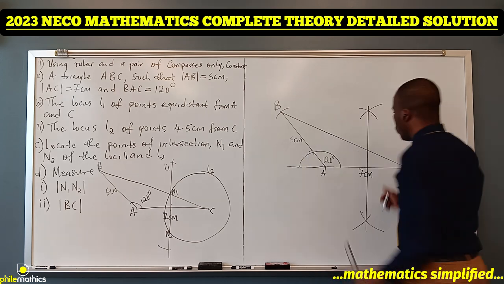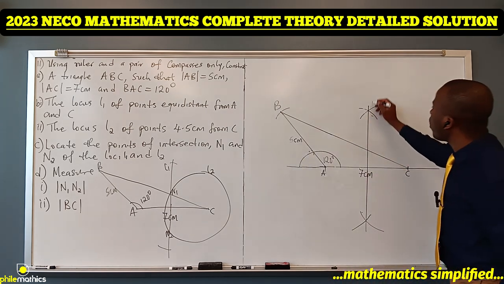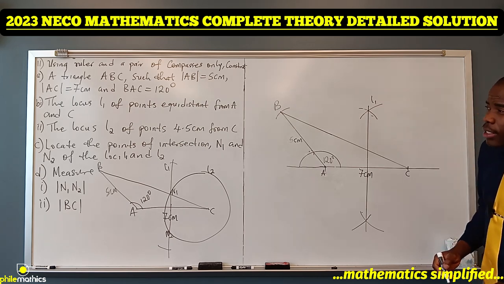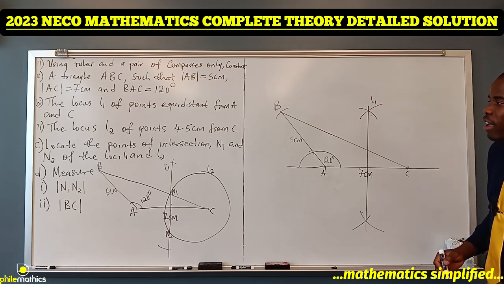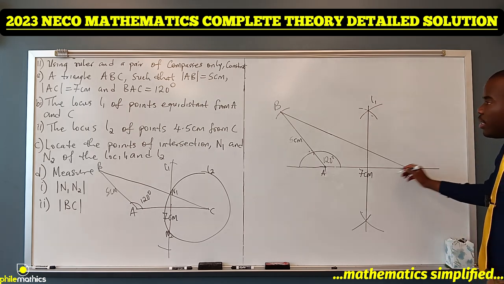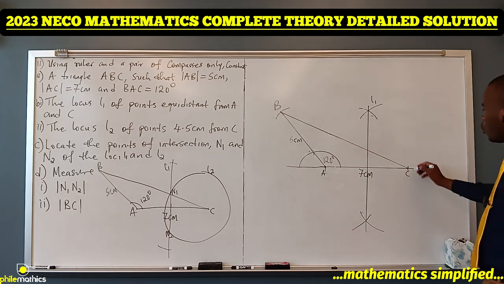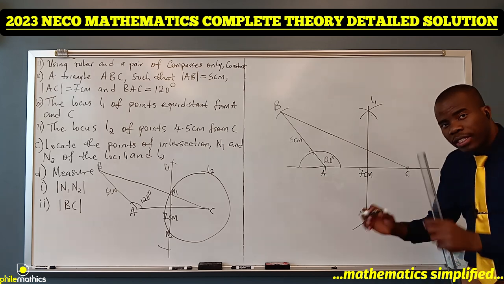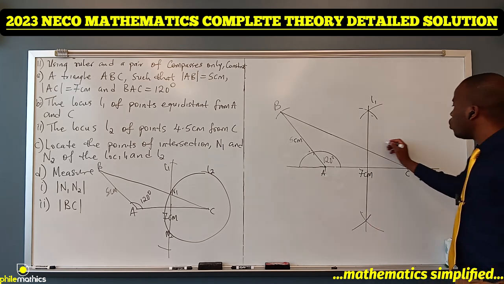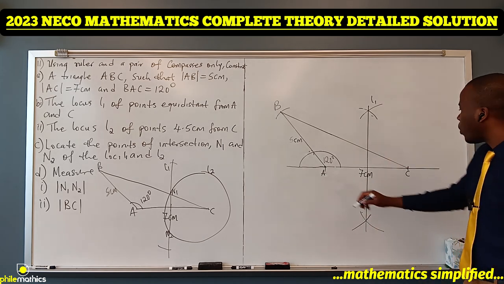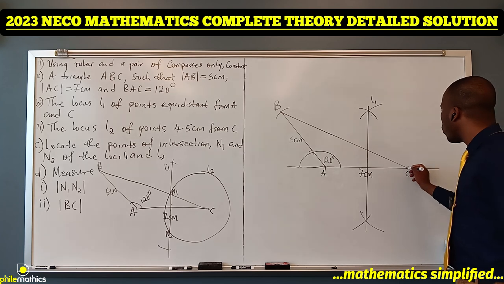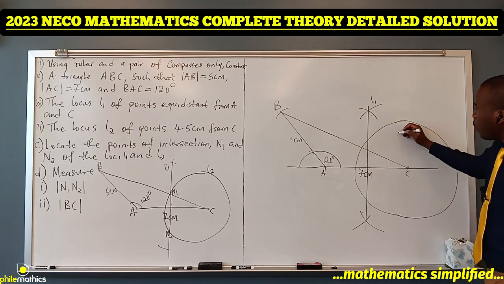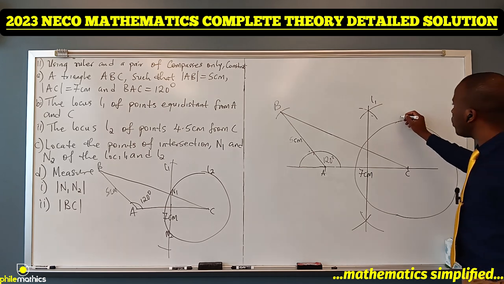So when you join these two lines, this is what we call locus LO1 of point. The next is locus LO2 of point 4.5 cm from C. This is a circle. So you place your pair of compasses here, you measure 4.5 cm, and you draw a circle of radius 4.5 cm. This is how the circle will look. And so we'll call this locus LO2 of point.